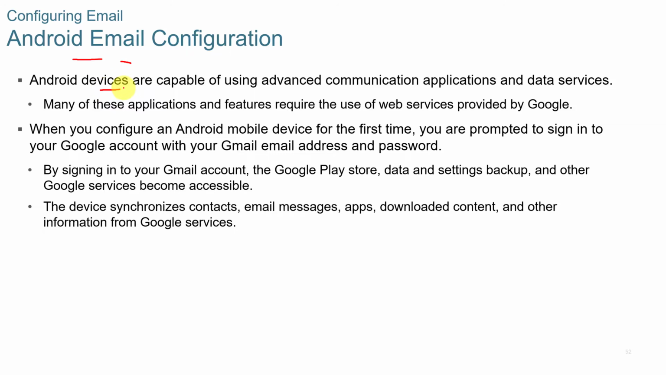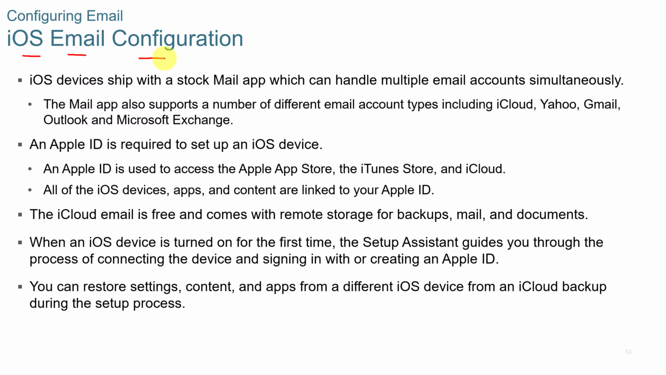Android devices are capable of using advanced communication apps and data services, and a lot of those are using the web services provided by Google. When you configure an Android mobile device for the first time, you're prompted to sign in with your Google account, and then everything that's associated with your Google account is synced up with that mobile device. Your Google Play Store, the data, and all your settings can be backed up or restored to that mobile device, and all of your email and calendar and whatever other apps you have through Google can be synced up at that point.